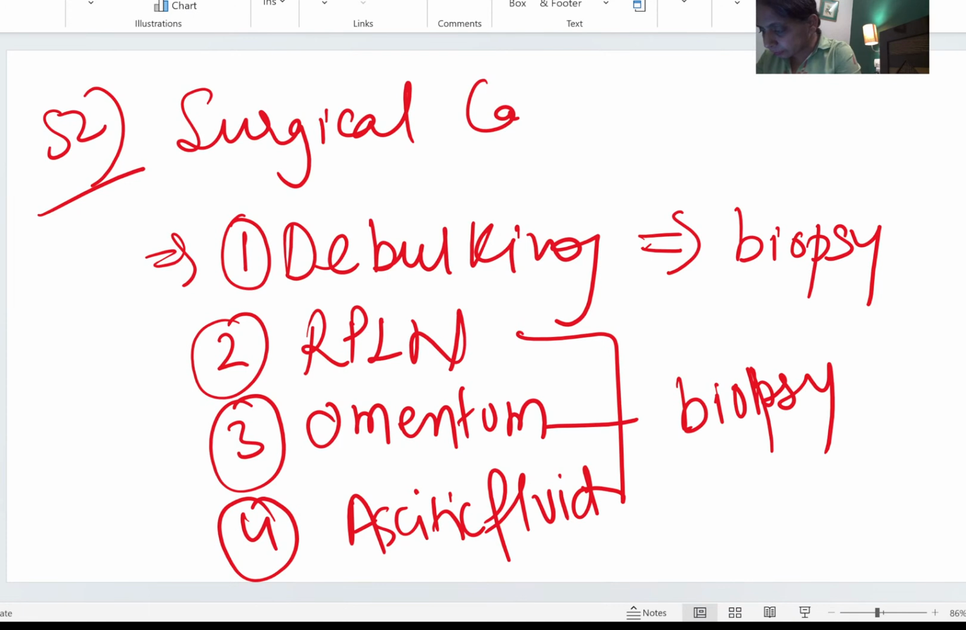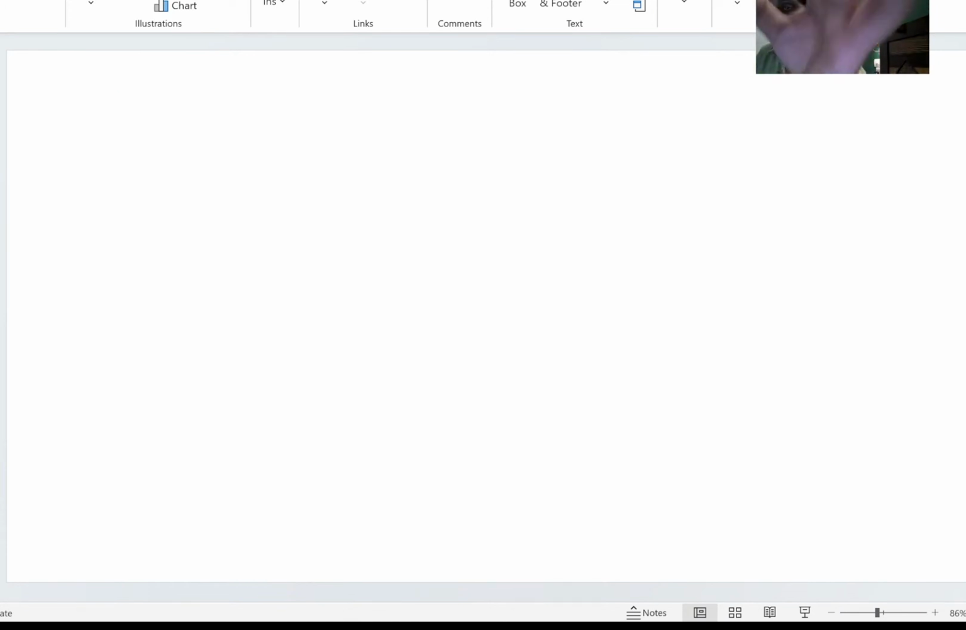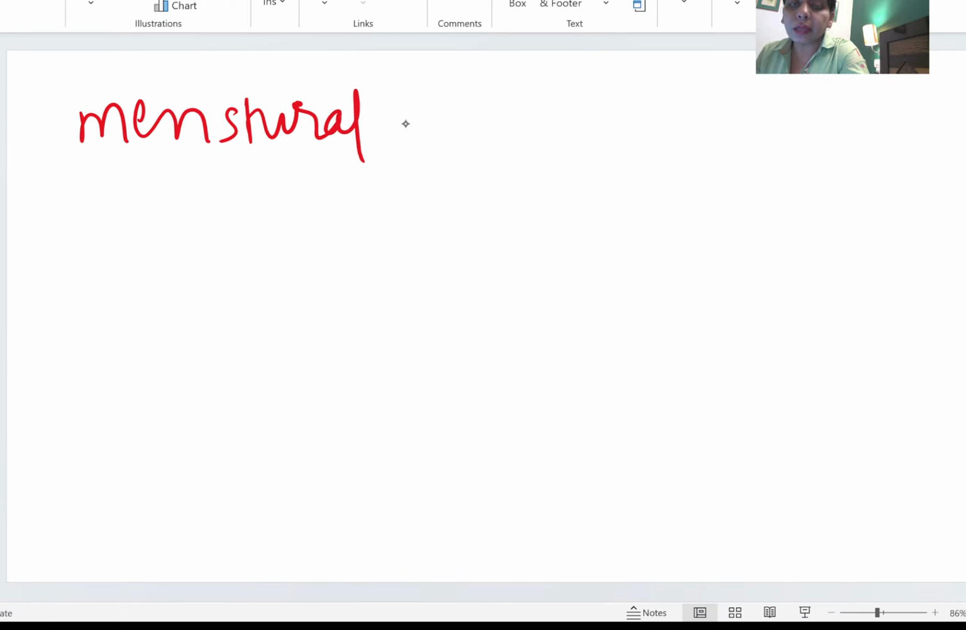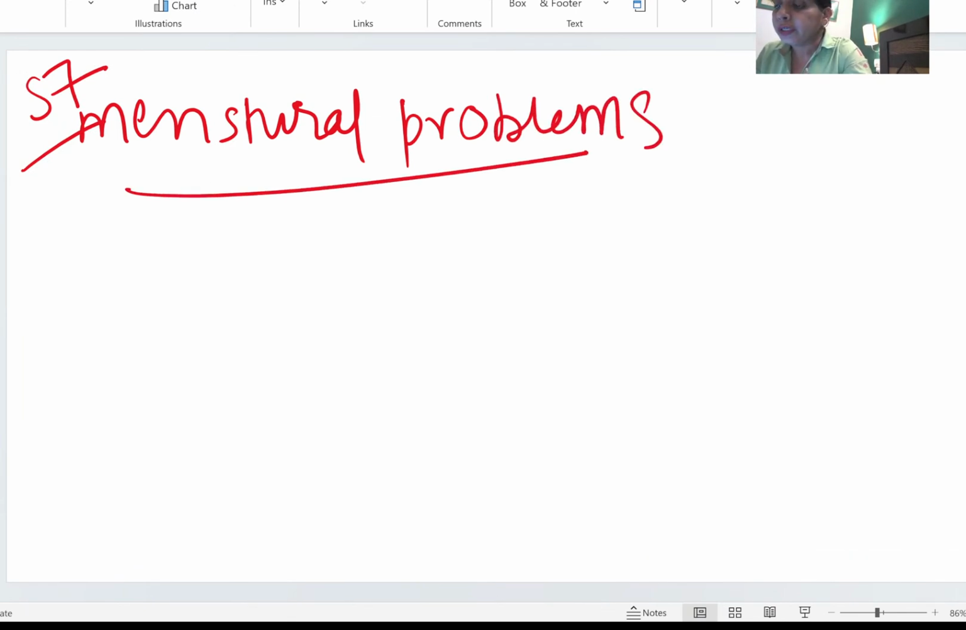Question 57. Which ovarian tumor is most commonly associated with amenorrhea? See, menstrual problems come only with follicular cell tumors. Okay, menstrual problems only come with follicular cell tumors.